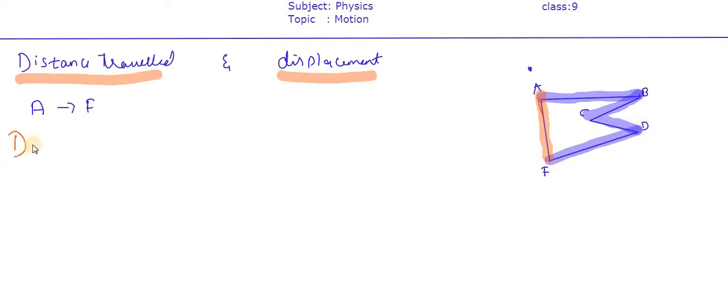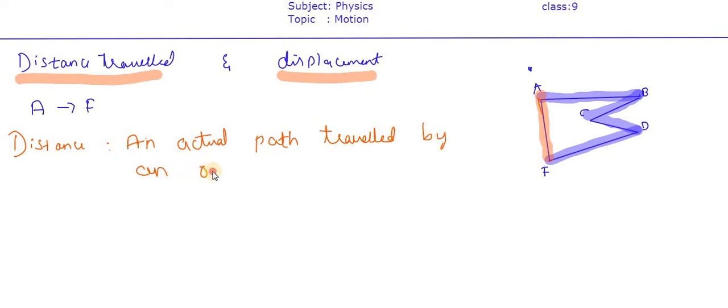What is distance traveled? Distance is nothing but the actual path traveled by an object in a time. The actual path traveled by an object is known as distance. What is displacement? Displacement is the shortest distance between the initial and the final position.